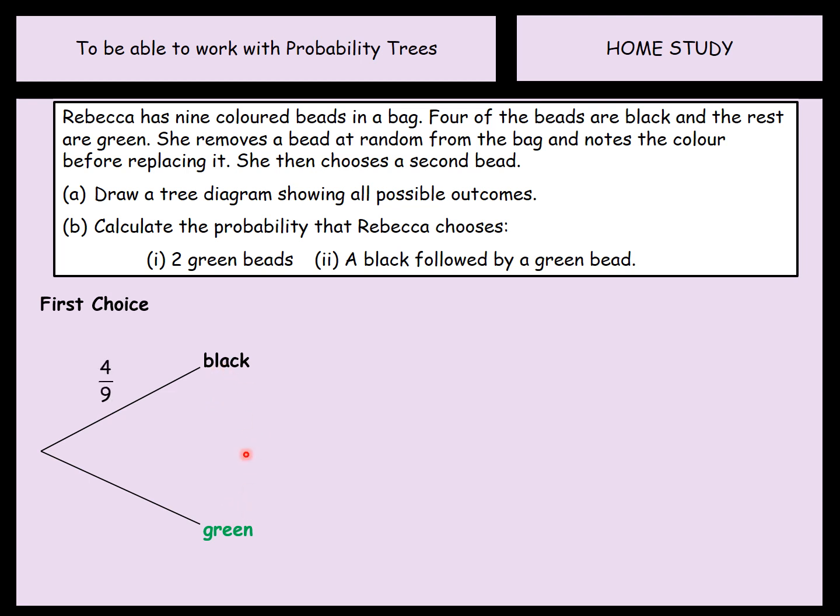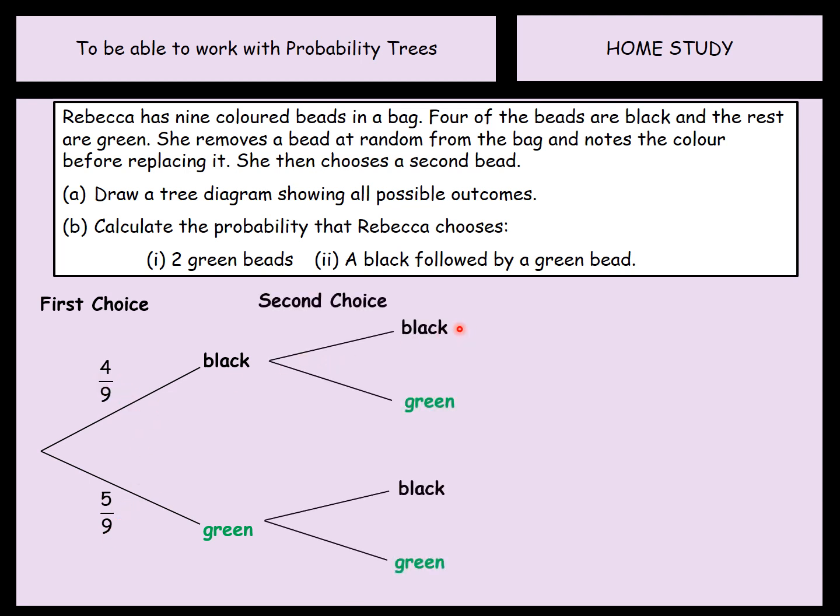Let's get the probabilities in. So 4 out of 9, because she had 4 beads that were black and the rest of them were green, and there were 9 in the bag. So 4 out of 9, 5 out of 9 here. Again, these should add up to 1.